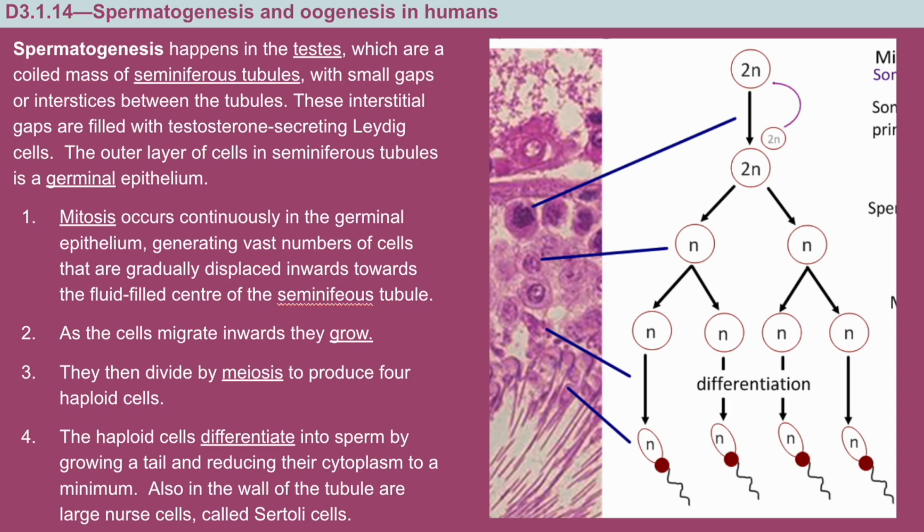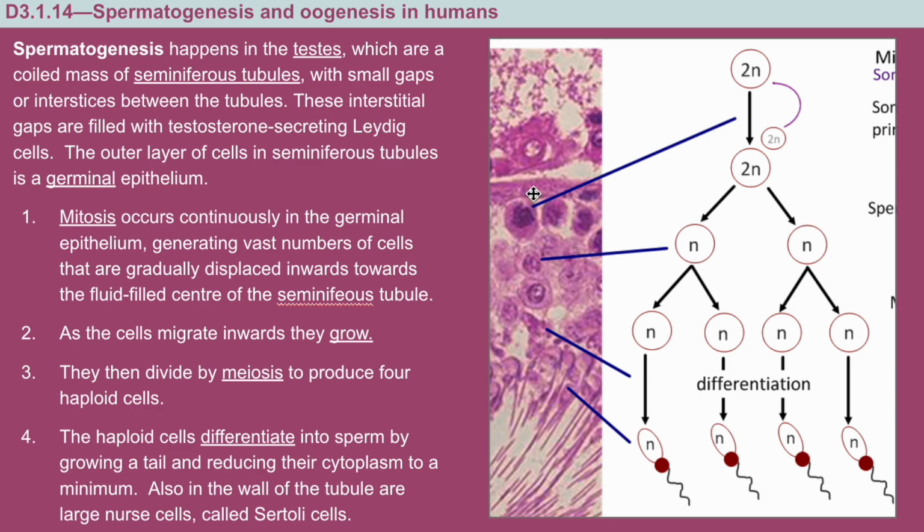So let's start with spermatogenesis. This happens in the testes, which are a coiled mass of seminiferous tubules with small gaps containing interstitial fluid between the cells. Those interstitial gaps are filled with those testosterone-secreting Leydig cells. The outer layer of cells in seminiferous tubules is the germinal epithelium, shown here. What we're going to see is a process of mitosis and meiosis occur from the germinal epithelium towards the center of the seminiferous tubule.